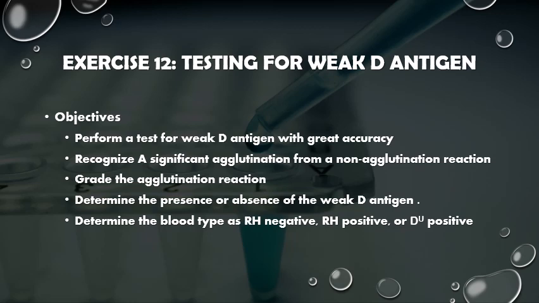Exercise 12, testing for weak D antigen. At the end of the exercise, you are able to perform a test for weak D antigen with great accuracy, recognize a significant agglutination from a non-agglutination reaction, grade the agglutination reaction, determine the presence or absence of the weak D antigen, and determine the blood type as Rh negative, Rh positive, or DU positive.